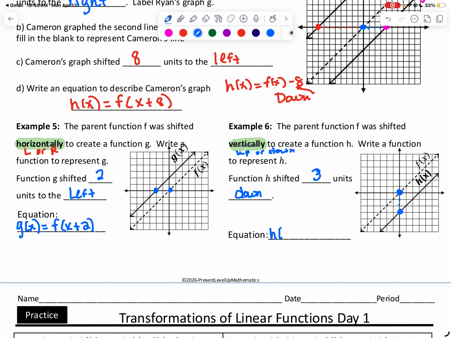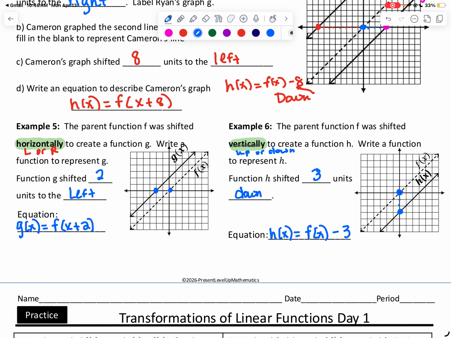So I'll say h of x equals. Now this time I don't want to put that 3 inside the parenthesis. It needs to be on the outside because it's moving vertically. So I'll say f of x minus 3. That's how we know that it shifted down versus shifting to the right. Okay?